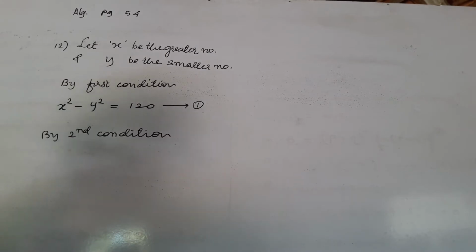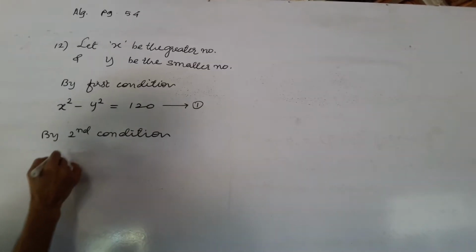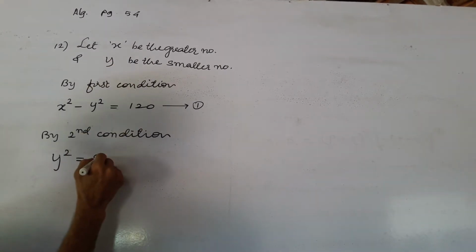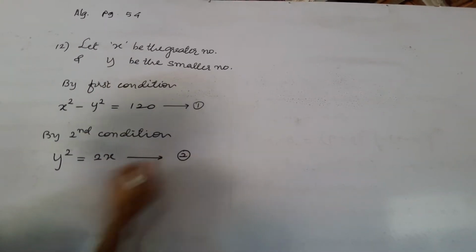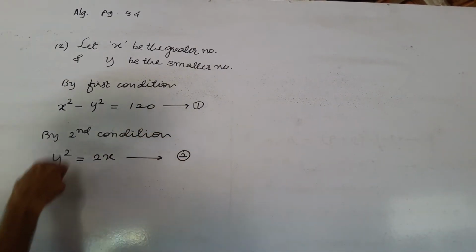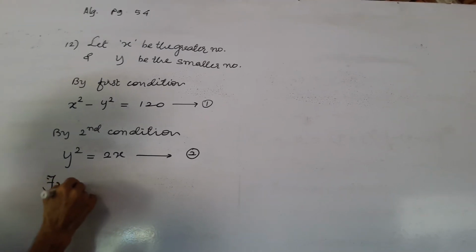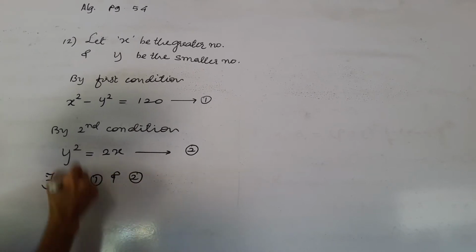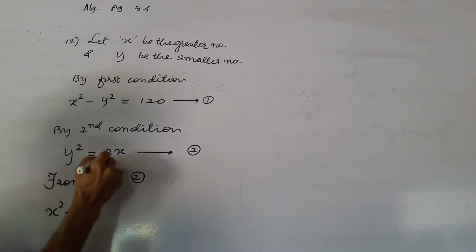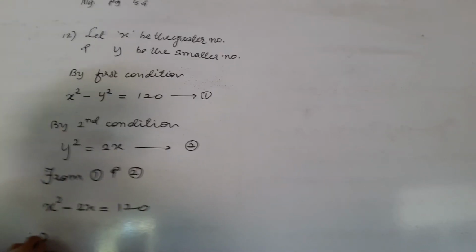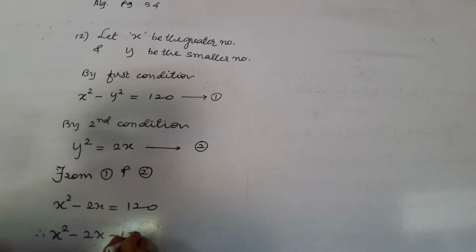Again the second condition is given: the square of the smaller number. The smaller number is y, so the square of the smaller number is y square. Y square is twice the greater number. Greater number is x. And this is the second one. So from the first and second, in place of y square, we can write 2x. So we get x square minus y square, but y square is equal to 2x, so x square minus 2x is equal to 120. Now bring 120 to this side, so x square minus 2x minus 120 is equal to 0.